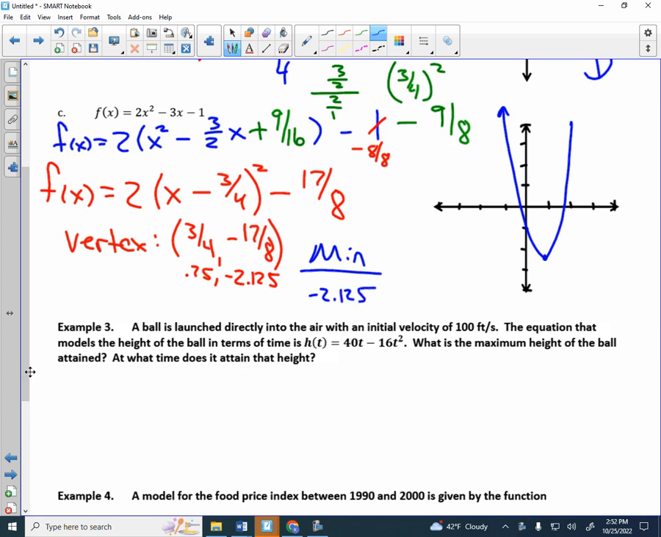Sir, would it be okay if you rounded the decimal to like -2.113? Sure, I'd accept that. Can we do this? Sure.